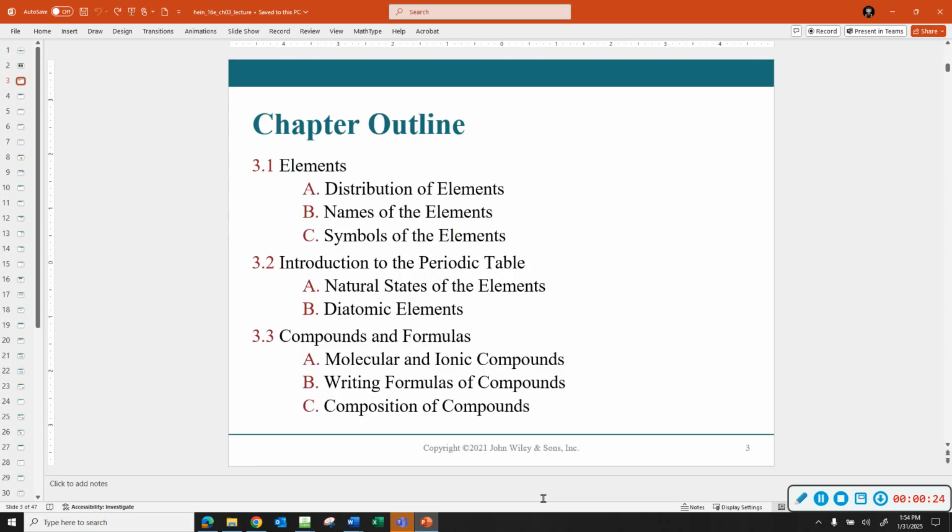So here's the chapter outline. We're going to be talking about elements, their symbols, their names, the distribution, what types they are. We're going to introduce the periodic table, how it's organized, and then section 3 is all about compounds, compound names and formulas, and how we write molecular and ionic compounds.